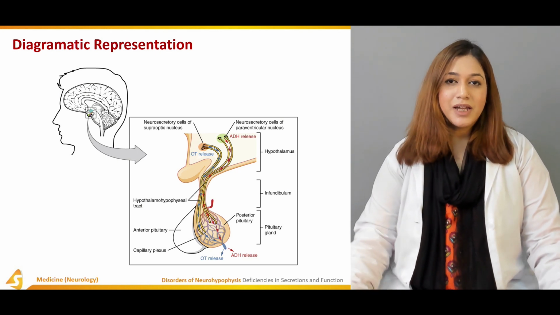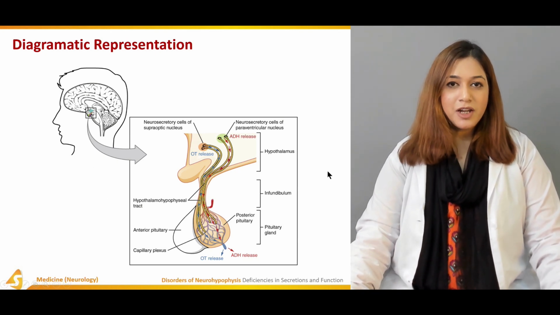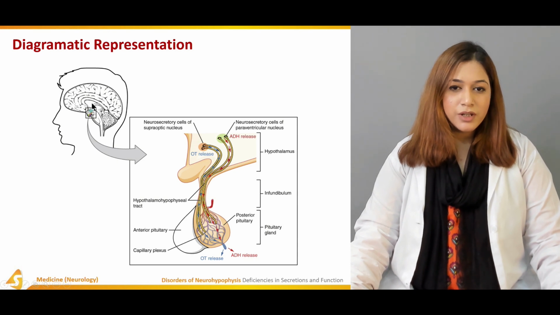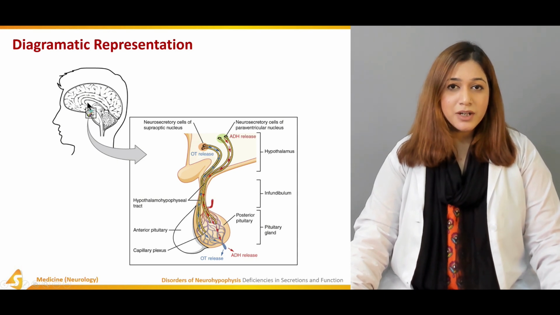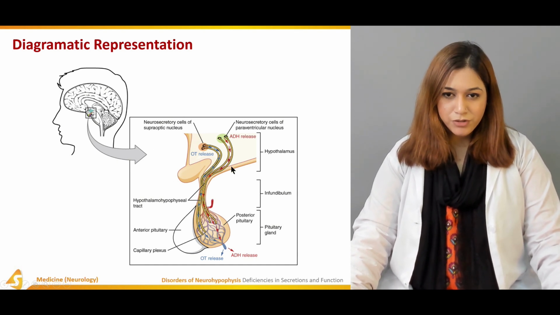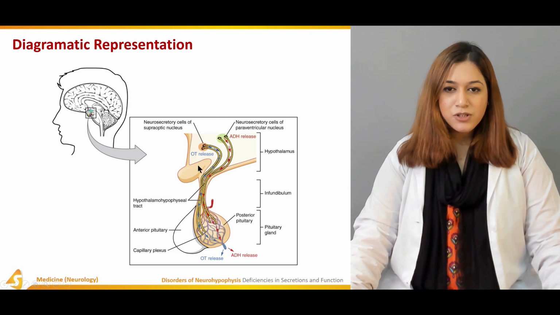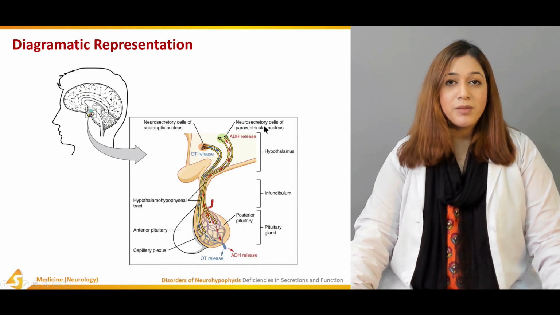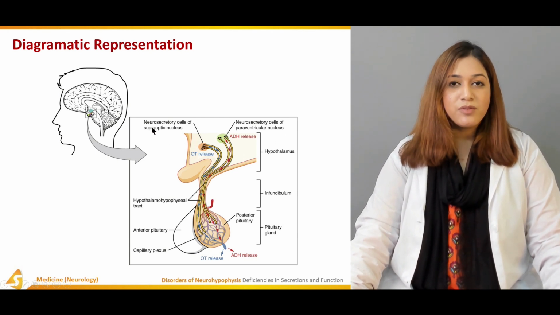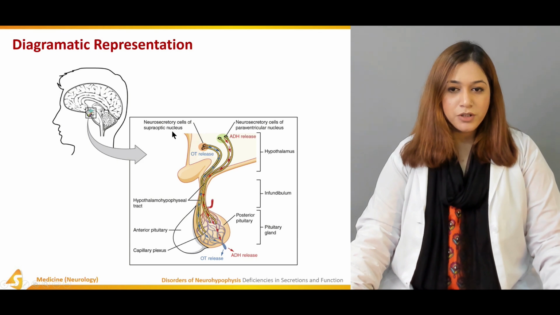Now, this is the diagrammatic representation, or the anatomy, of the neurohypophysis or the hypothalamic hypophyseal system. This is the exact location in the brain where the pituitary gland is present, and this is a magnified view of this pituitary gland. As you can see here, the antidiuretic hormone or AVP is released from the neurosecretory cells of the paraventricular nucleus of the hypothalamus, and oxytocin is released from the neurosecretory cells of the supraoptic nucleus.